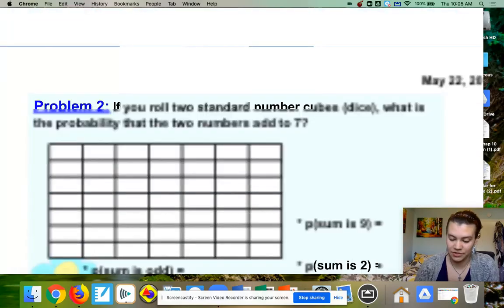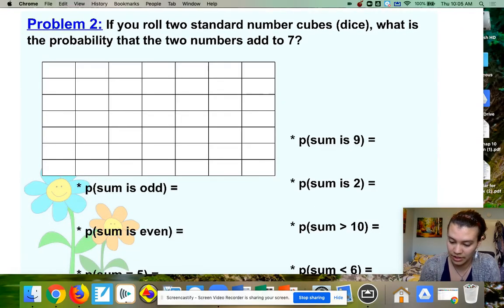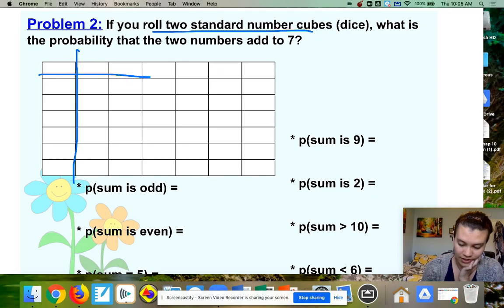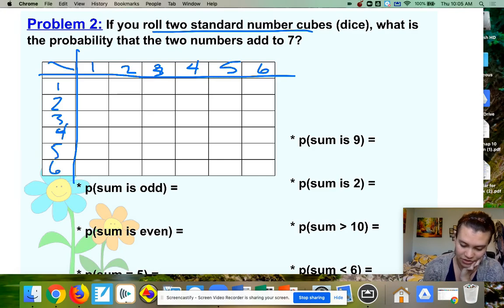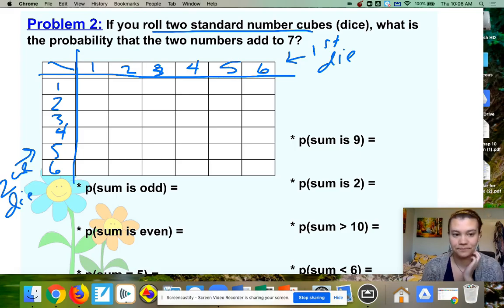All right, so some more examples. Here for rolling 2 standard dice, what's the probability of the 2 numbers adding up to 7? So I'm going to fill out this table here. This will be the first die and the possible numbers, and this will be your second die and the possible numbers. Then I'm just going to add the 2 columns because we want the sum. Do they add to 7?